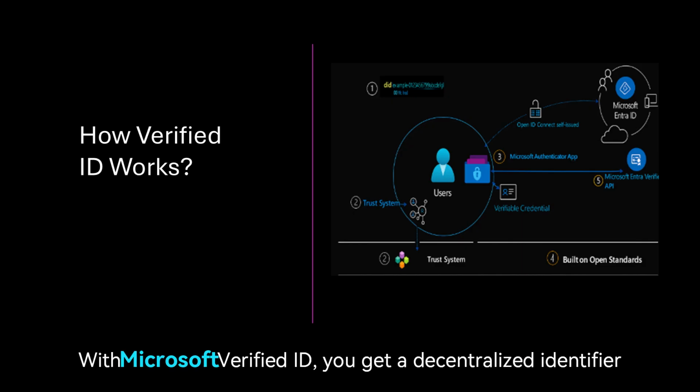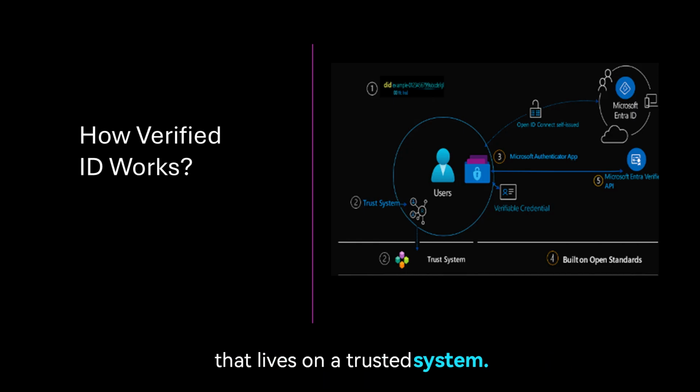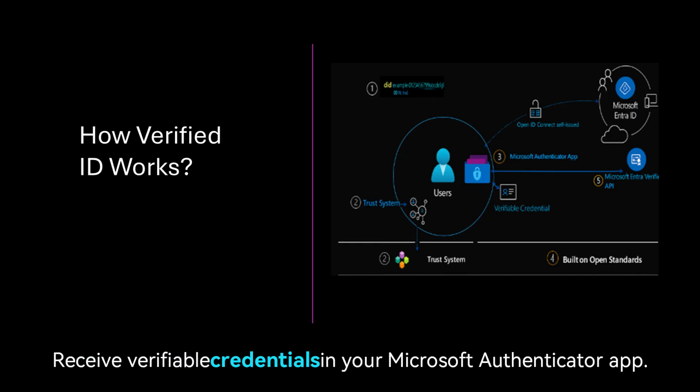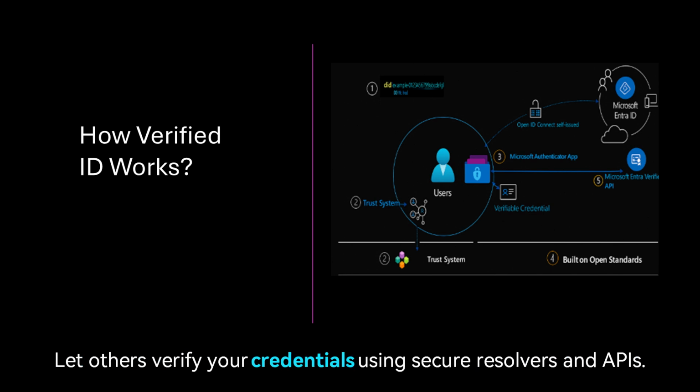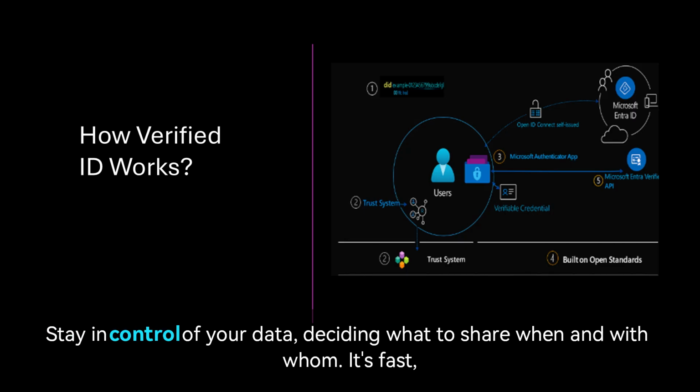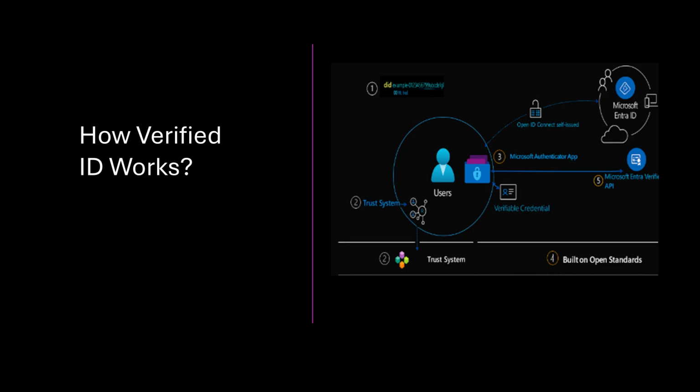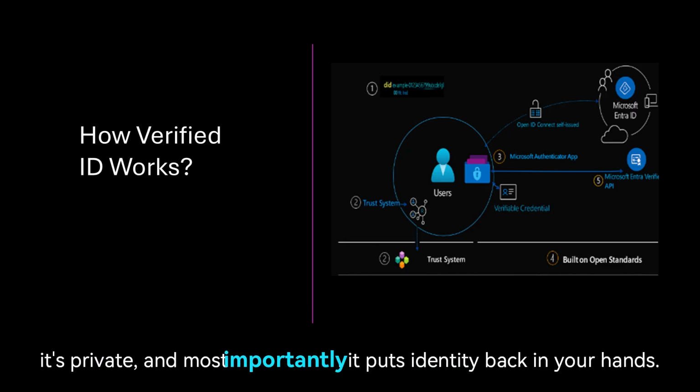With Microsoft Verified ID, you get a decentralized identifier that lives on a trusted system. Receive verifiable credentials in your Microsoft Authenticator app. Let others verify your credentials using secure resolvers and APIs. Stay in control of your data, deciding what to share, when, and with whom. It's fast, it's private, and most importantly, it puts identity back in your hands.